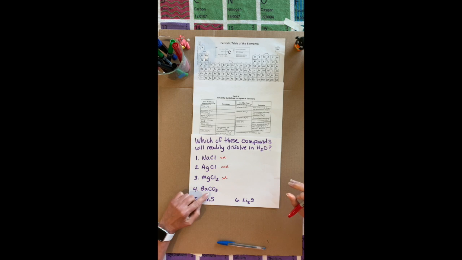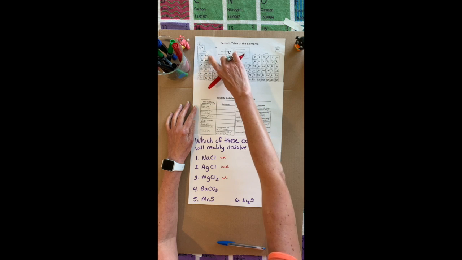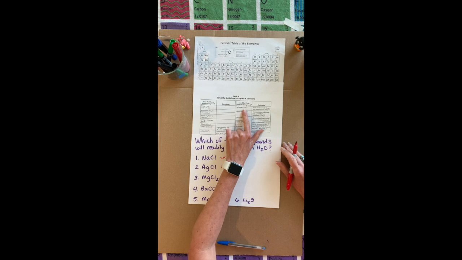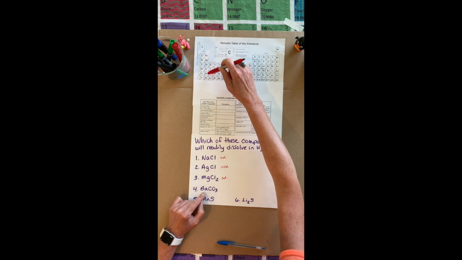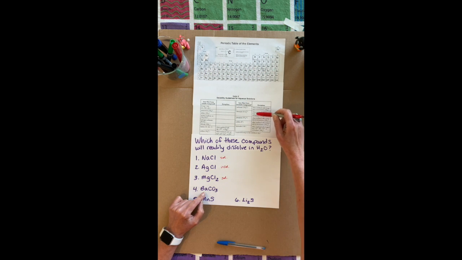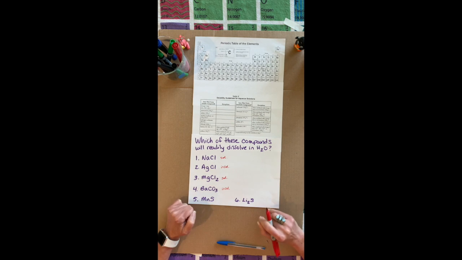How about barium carbonate? And just noting where barium is, it's a group 2 element. There we go. There's our carbonate. Carbonates are insoluble in water except with group 1 ions or ammonia. Well, barium is a group 2 ion. So this is insoluble.